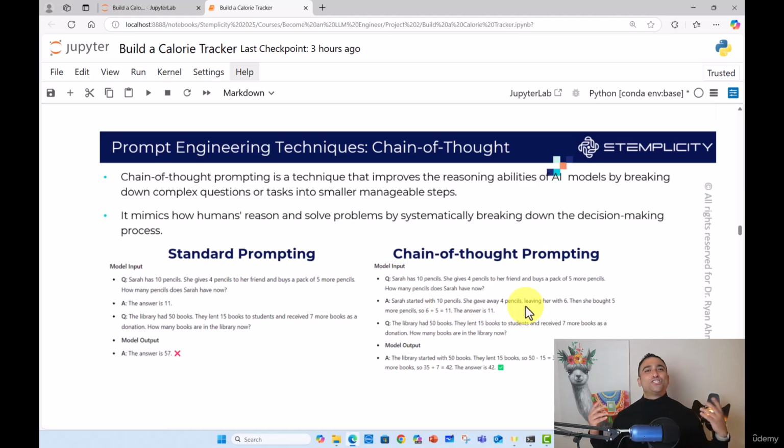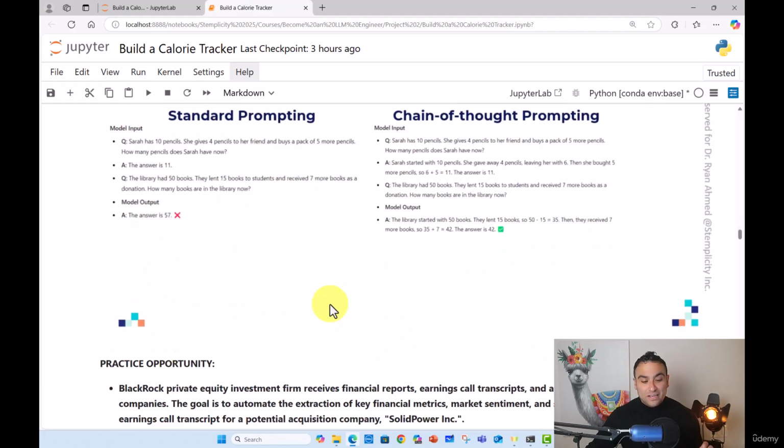Think of it as now I'm breaking down the math to the AI. It's like I'm teaching a student how to solve a problem. So now when I do that, if I give it this question here, you will find that the AI started to think in the same way as humans, which is of course much better than the standard prompting. And now it was able to get the answer correct, and the answer was 42 in this example. And these are the 3 most important prompt engineering techniques.